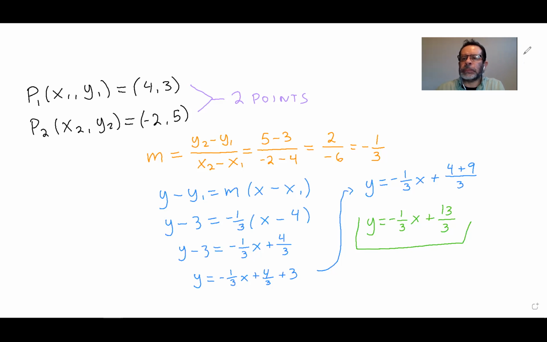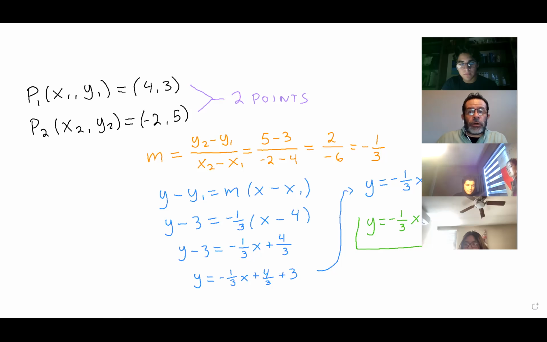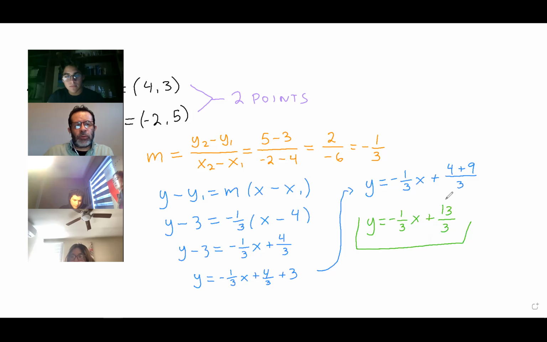Arturo, go ahead, please. Yes, why did you add the 4 plus 9 and divide by 3? Oh, okay. So first off, the final representation we should get to always has to be y equals something multiplied by x plus a constant. That's a general model.